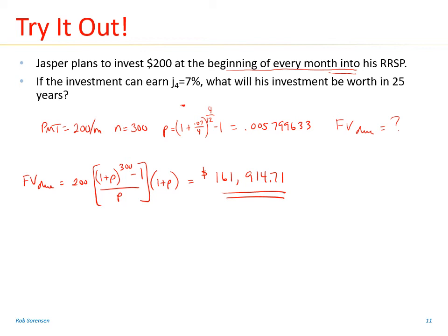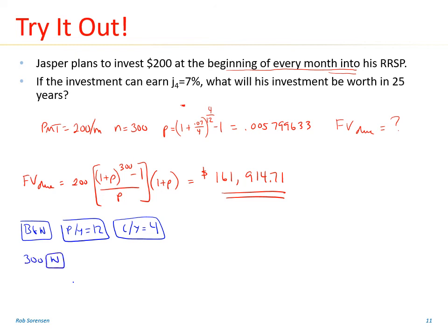Could you use the calculator buttons instead? Of course, just like we just learned. If you'd rather, you could go in, make sure you're in begin mode. Payments per year, that's 12, and the compounding per year, that's 4. So we'll set those things up. That's kind of our basic setup. Then you could go ahead and put in 300, press N. Let's see, the next key along, we'll go ahead and put in the interest rate of 7% per year.